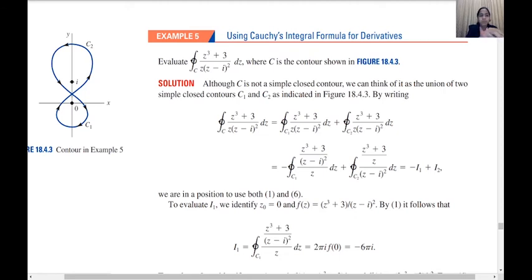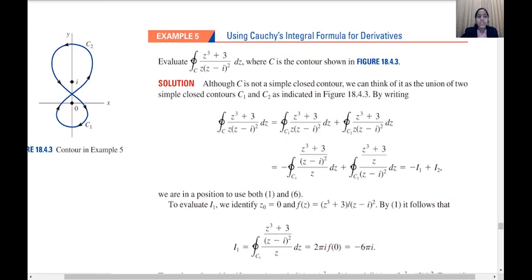There is an intersection point, so simple contours do not have that. So we are considering two contours, C1 and C2. Now note, C1 and C2 have different orientations, okay? Keep in mind.